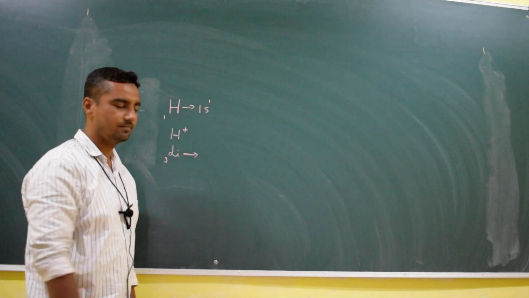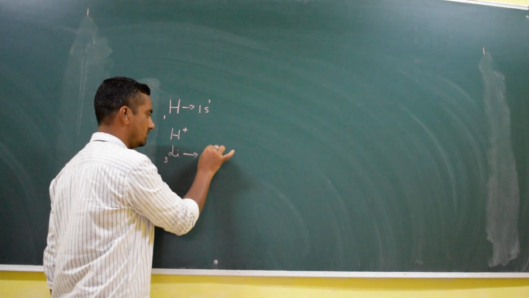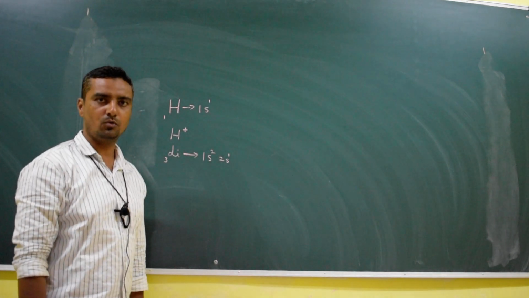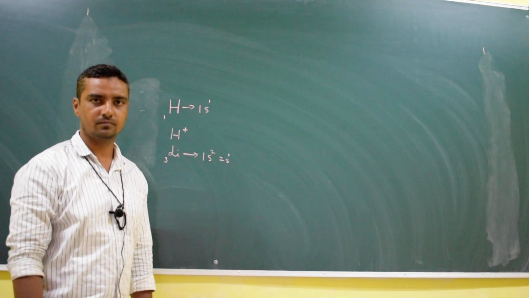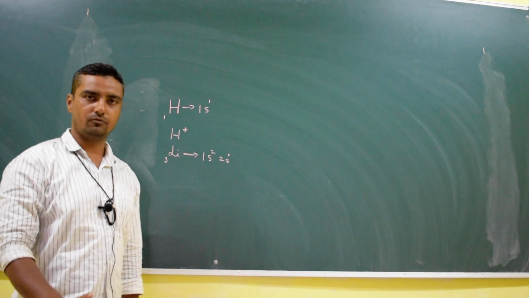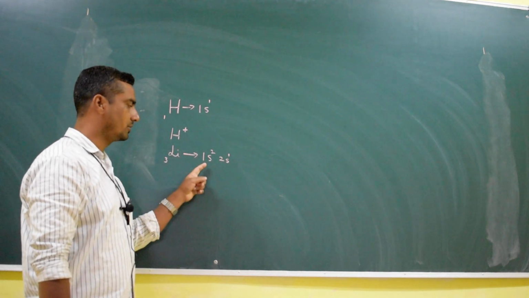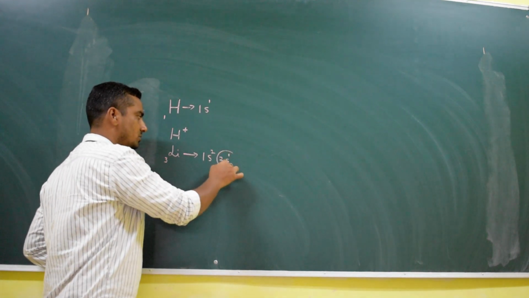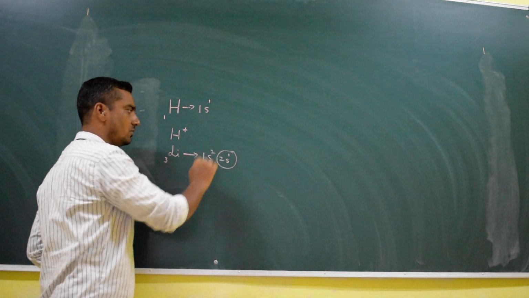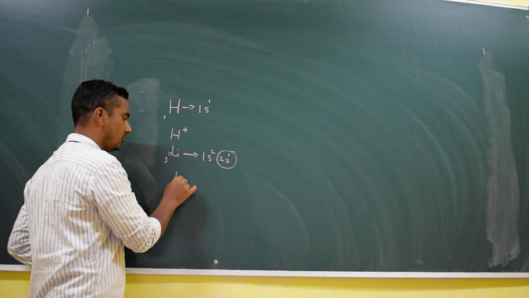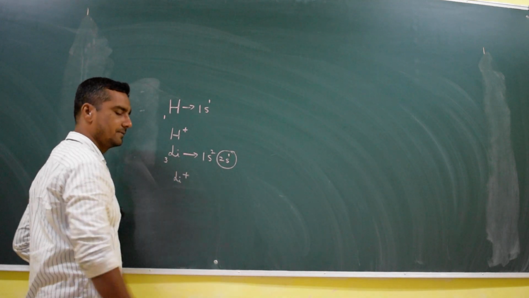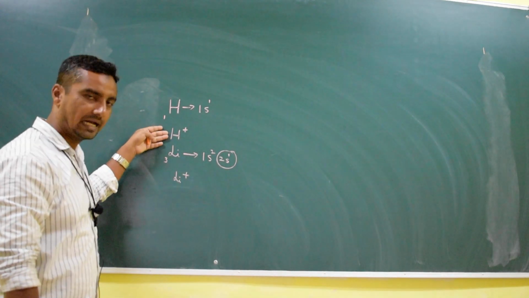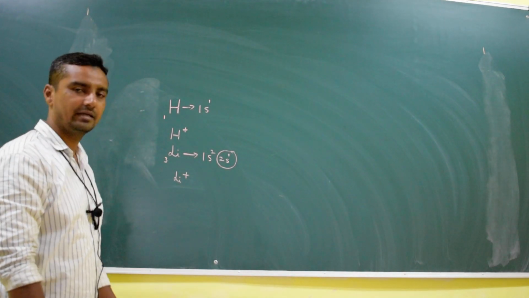Atomic number is 3. The electronic configuration is 1s2 and 2s1. So we can remove one electron from the lithium atom. After removing one electron from the lithium atom, it will attain the configuration of helium. We can remove the outermost shell electron, that is 2s1. So it will become lithium plus, Li plus. So H plus is a cation and lithium is a cation.